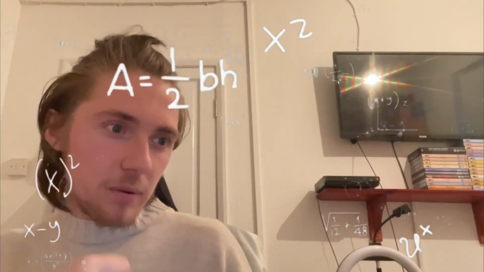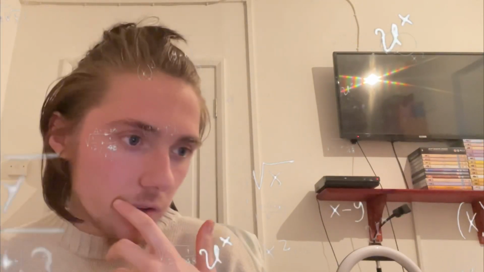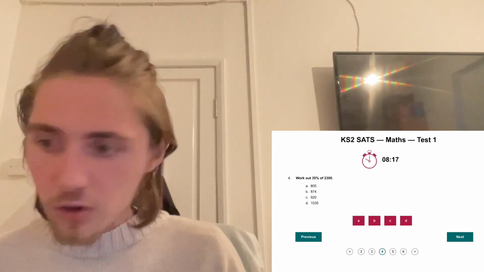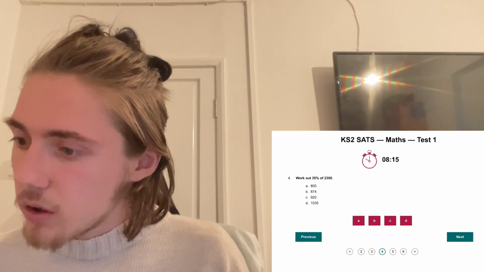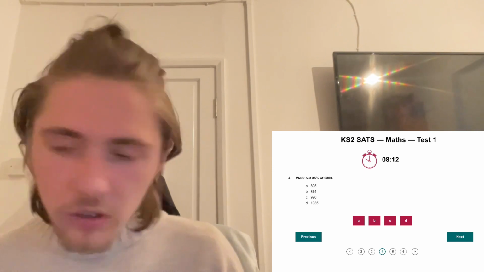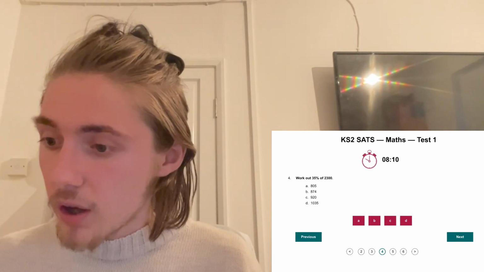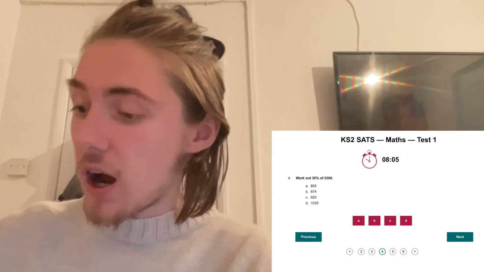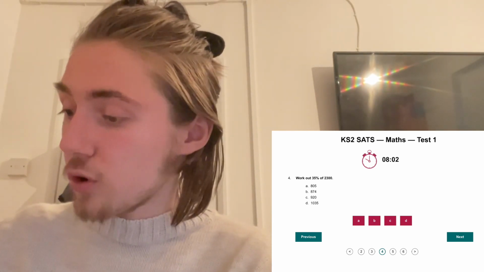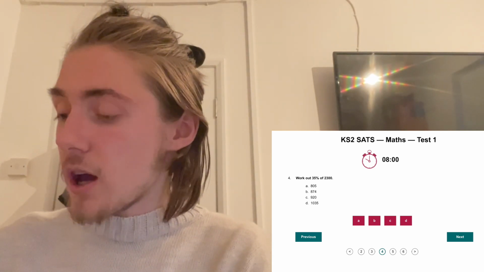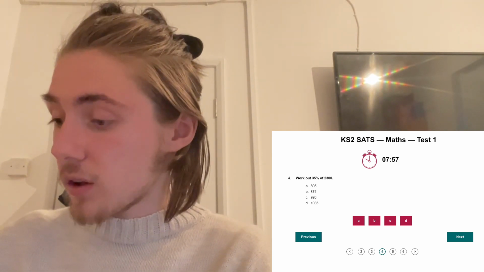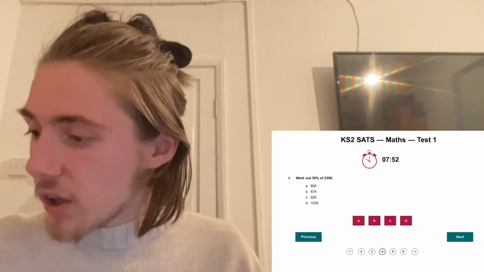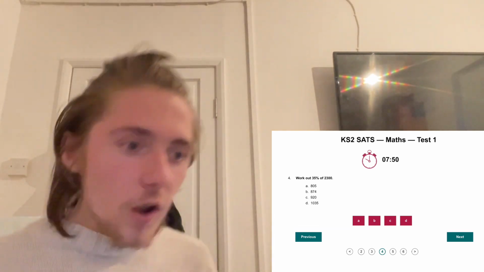Work out 35% of 2300. This is correct. 230 plus 230 plus 230, right? Half of 30 is 15. Half of 200 is 100, so that gives us 150, which means 175, which means 690 plus 175, which gives us 5, which is 6, and then we've got 1 over, which is 865. Is that on there? No, it's not.